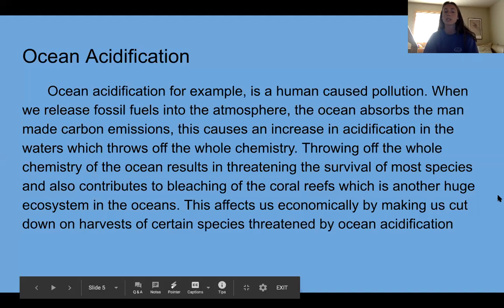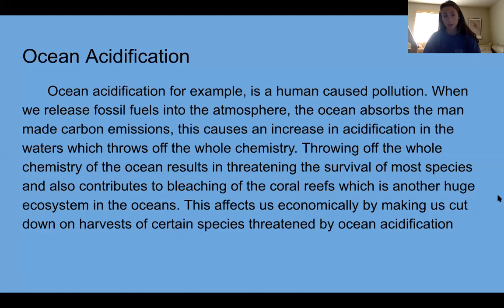So my first pollution is ocean acidification. This is a human-caused pollution. It basically is because of the fossil fuels that we're releasing into the atmosphere. So when we drive our cars, when we are burning coal, we are releasing these CO2 emissions into the atmosphere. The ocean is absorbing these man-made carbon emissions, and it throws off the whole chemistry in the ocean. It changes the pH, makes it more acidic.